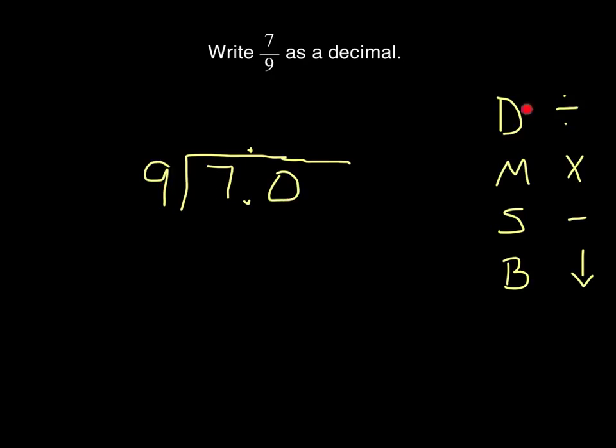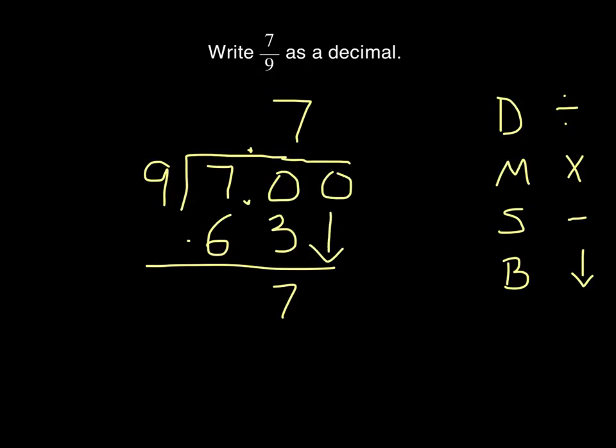So I'm dividing here in this first step. I know 9 times 8 is 72, so that's too many, so 9 times 7. Okay, so I just divided. Now I'm going to multiply, so 7 times 9 is 63. So put that here. Now I subtract. I'm left with 7. And I need to bring down. I don't do remainders when I'm trying to find a decimal. So instead of doing the remainder, I put the 0 here, and that's what I'm going to bring down.